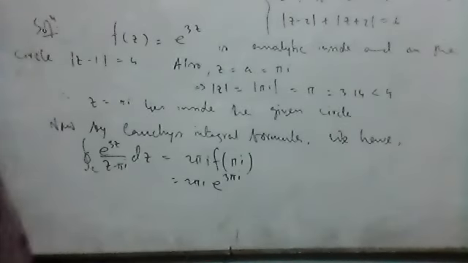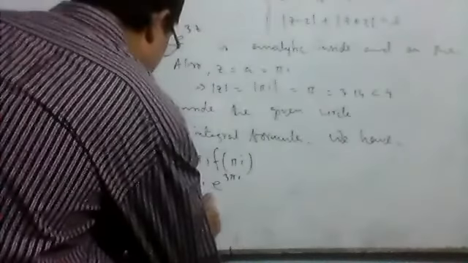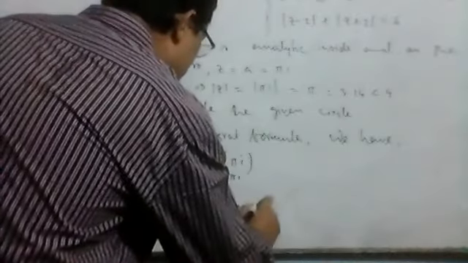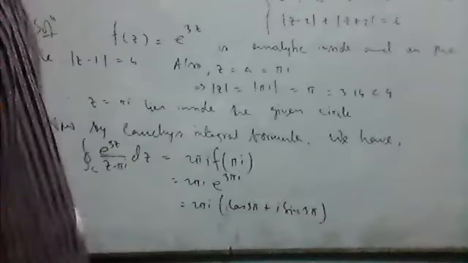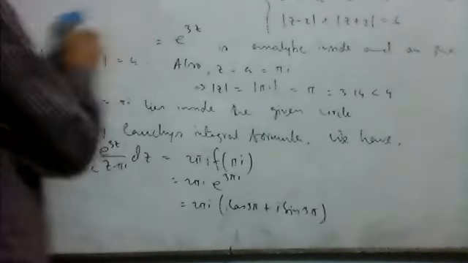So now we can write twice pi I f(pi I) should be equal to e to the power 3 pi I. By Euler's formula, this can be written twice pi I times cos 3 pi plus I sine 3 pi. So from this, let me erase this part.